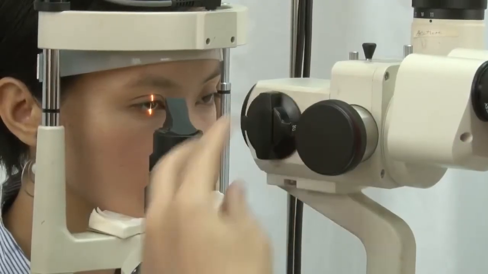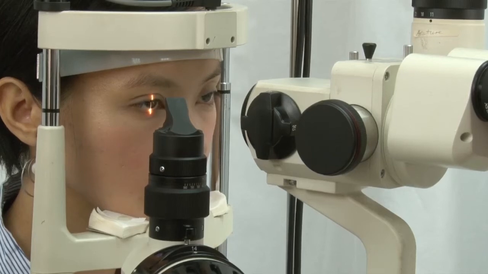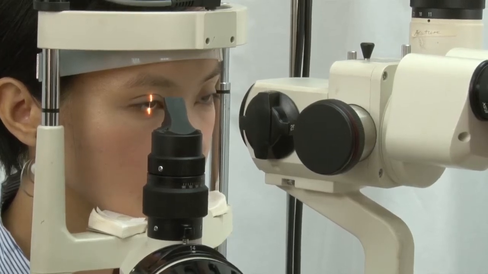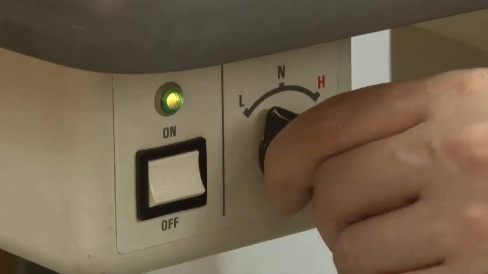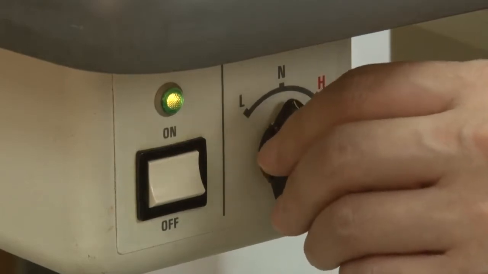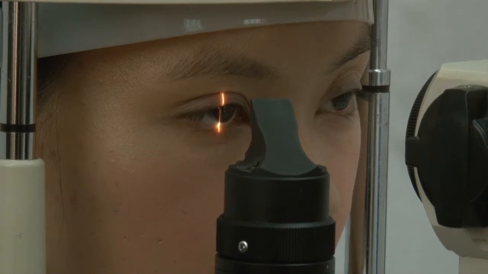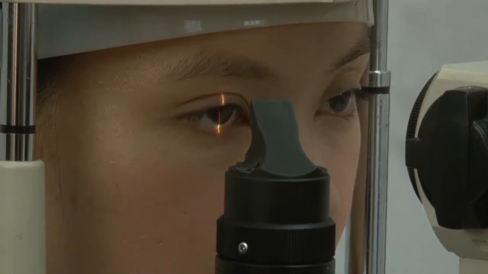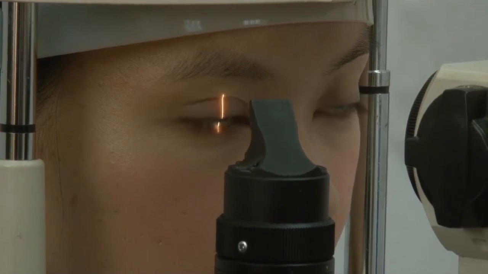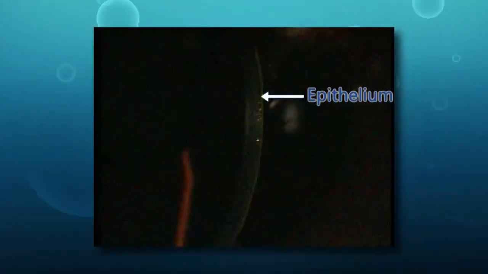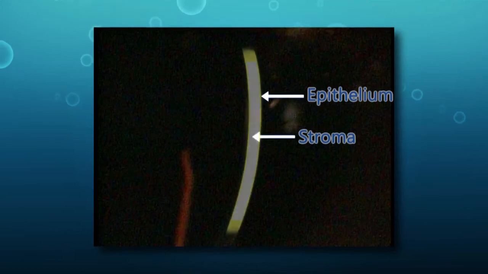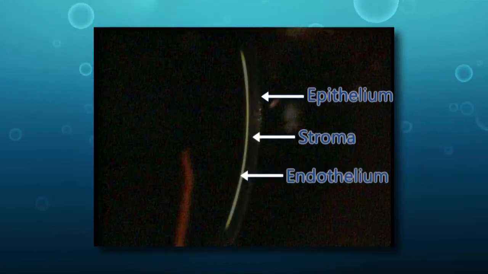Magnification should be set at medium to high in order to provide the best view of the cornea. Gradually increase the light source from low, medium to high. This illumination is generally used to view a cross-section of the cornea. An optic section helps to differentiate the various layers of the cornea, including the epithelium, the stroma, and the endothelium.